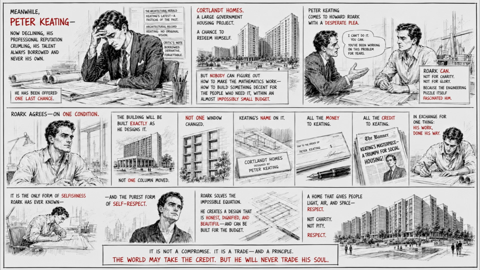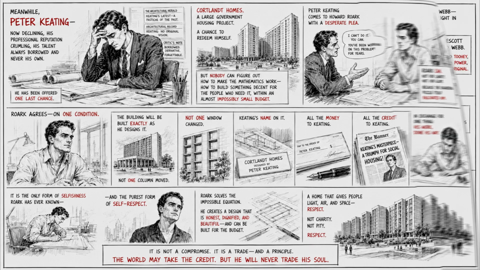Roark agrees on one condition, non-negotiable. The building will be built exactly as he designs it. Not one column moved, not one window changed. Keating's name on it. All the money to Keating, all the credit to Keating. In exchange for one thing, his work done his way. It is, Rand shows us, the only form of selfishness Roark has ever known, and the purest form of self-respect.